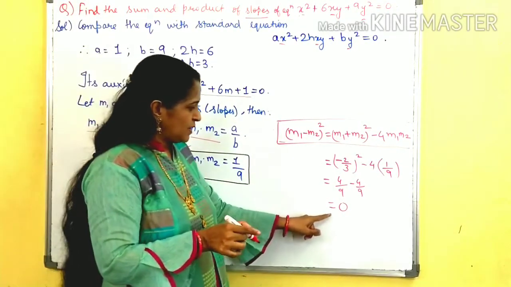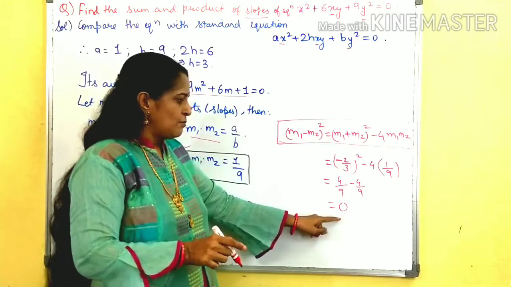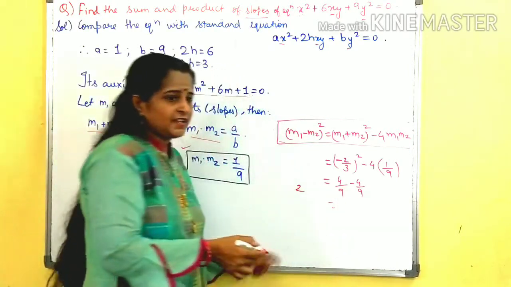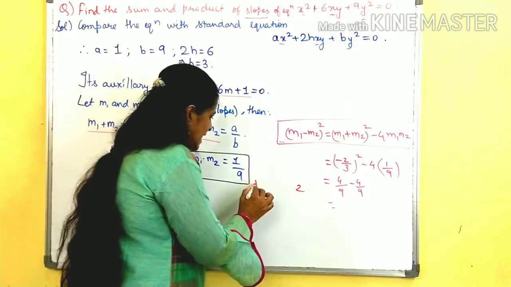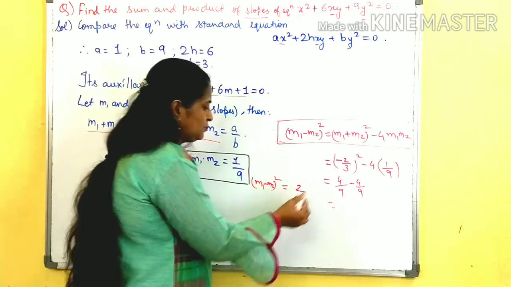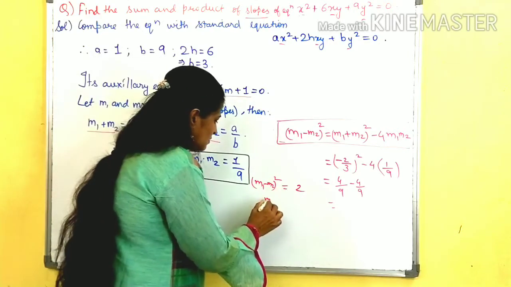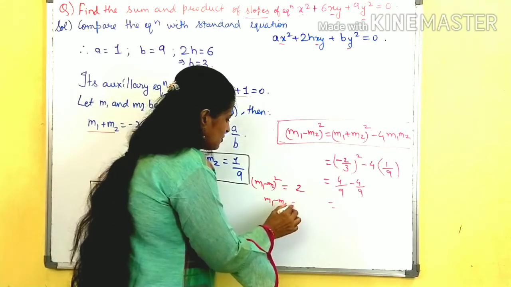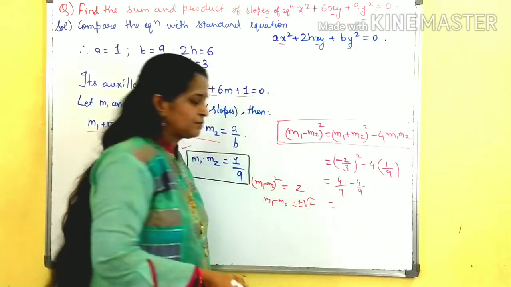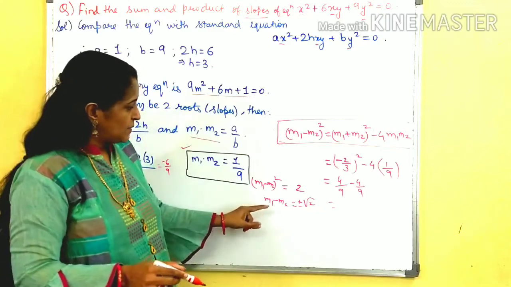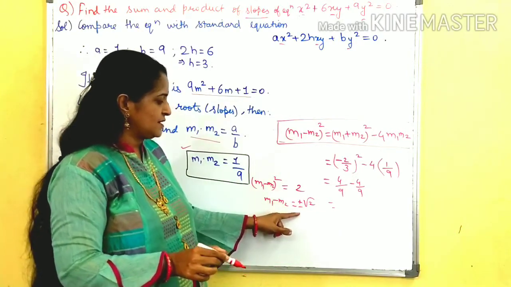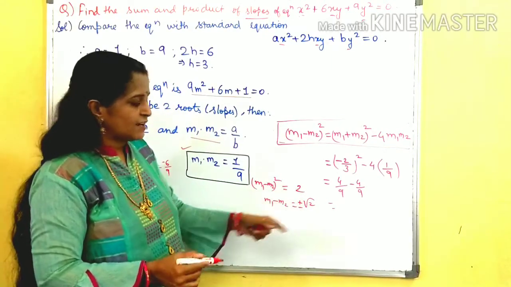In this example, you get the value as 0, but in some examples it may be 2 or 3, any digits. So you get the value as m1 minus m2 whole square is equal to 2. So m1 minus m2, on taking square root, you get plus minus square root of 2. Means you get the value of m1 minus m2 as plus minus whatever your right hand side value, that value.